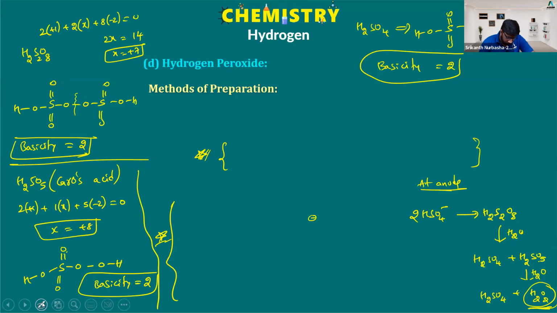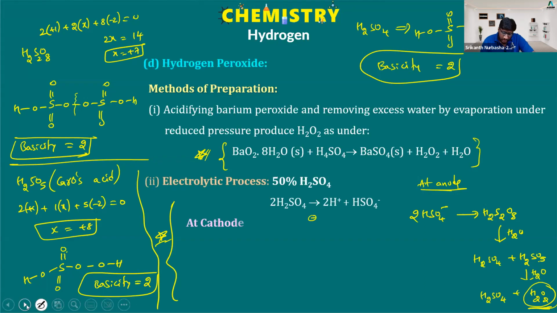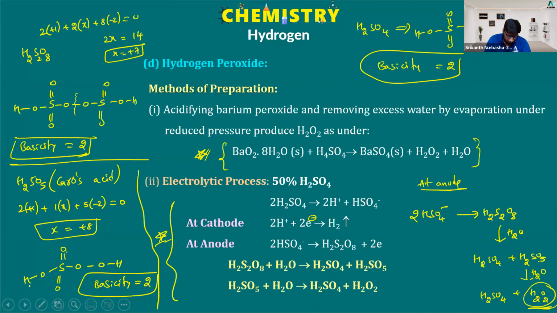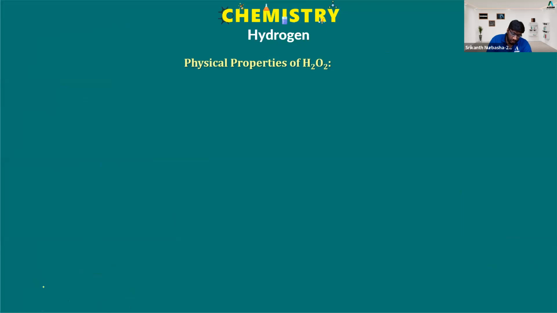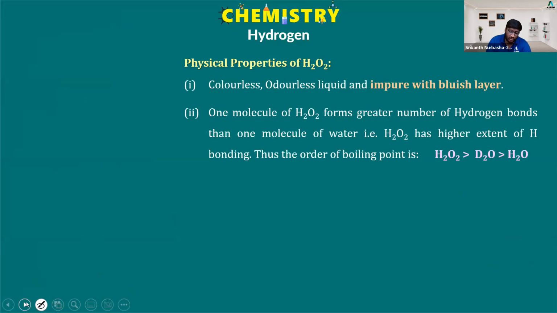So let us start with the discussion. Last class, this was the point of our discussion. At anode and cathode, we have prepared the respective products: H2 gas is produced at cathode, and at anode we have produced H2O2 by the electrolytic process. Right. So the last point of discussion left out in hydrogen is physical properties and chemical properties, and then we can go back to the S block.